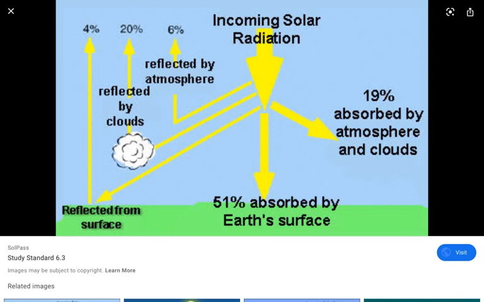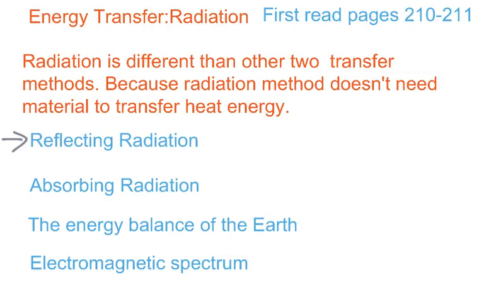Some of the light is reflected from our atmosphere. If you see these numbers, 6% is reflected from atmosphere, 20% is from clouds, and 4% is reflected from our surface. And we can give another example for reflecting radiation. After running, our body gets hot, and it releases our energy. If we want to keep this energy, we wear some things.